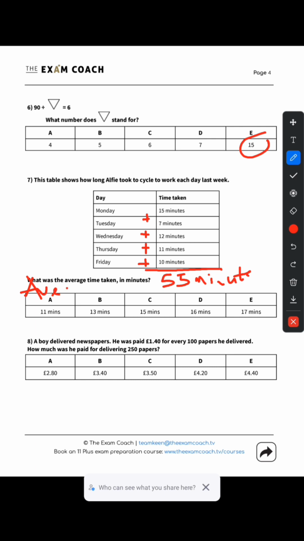To find the average, you find the total amount over the number of numbers. So the average will be 55 minutes over the number of days: 1, 2, 3, 4, 5. Over 5 days, so 55 divided by 5 is 11. That means it has an average of 11 minutes a day, which is A.